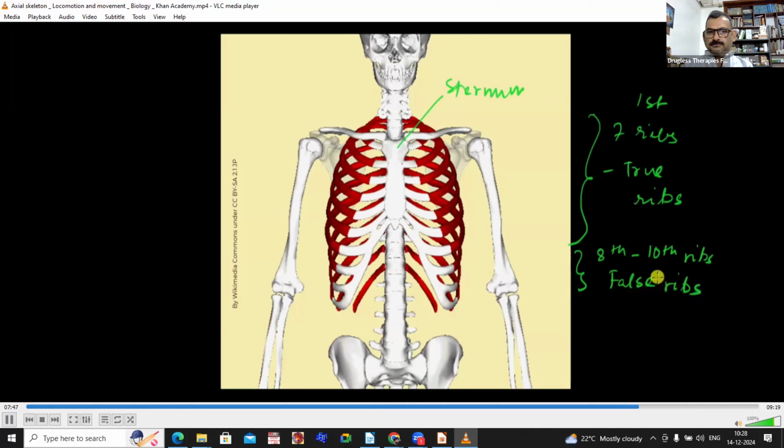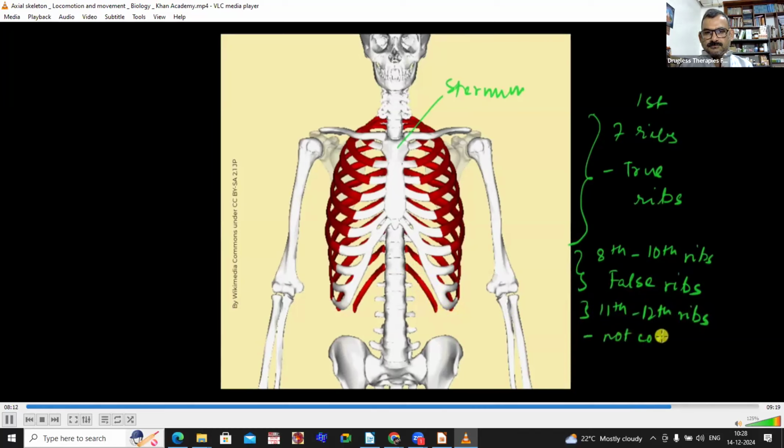That doesn't mean the ribs don't carry out their function. They are ribs. It's just a nomenclature that we follow for our own understanding. And the last 2 ribs, as you can see, these 2 ribs, they do not have any cartilage of their own at all. So the 11th and 12th ribs, they don't have any cartilage. They are not connected to the sternum.